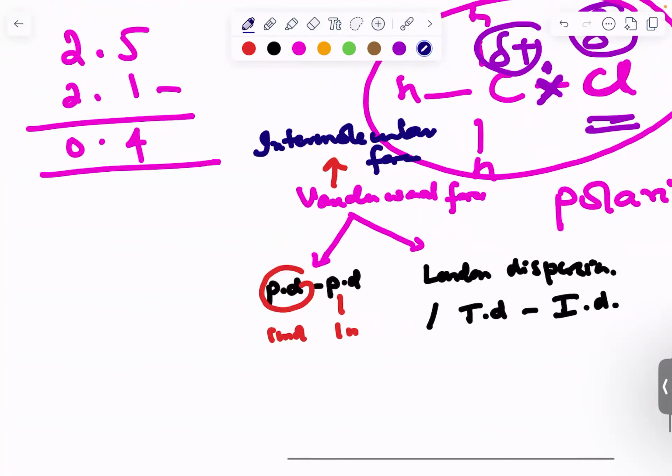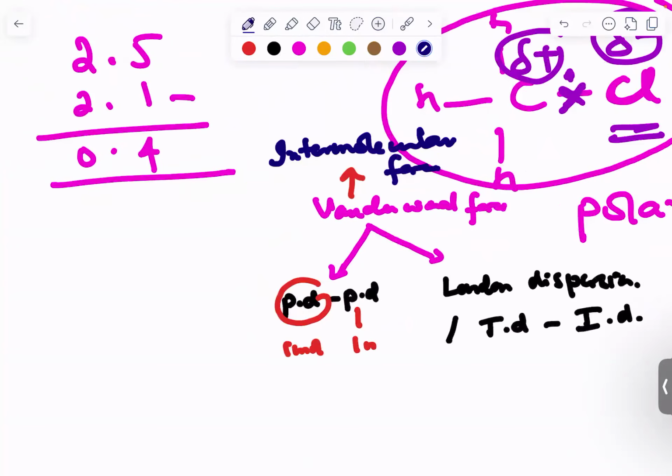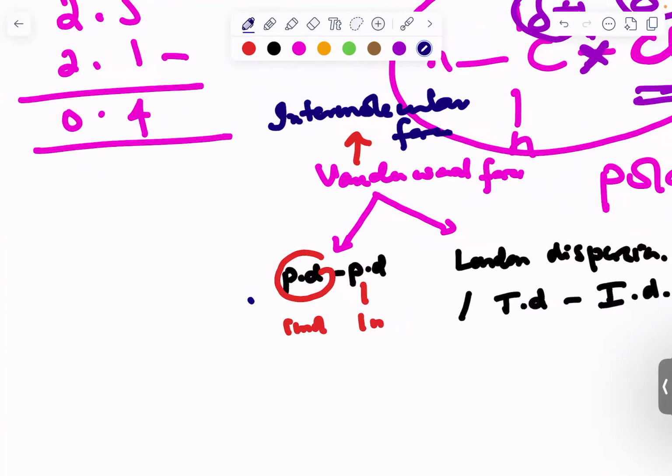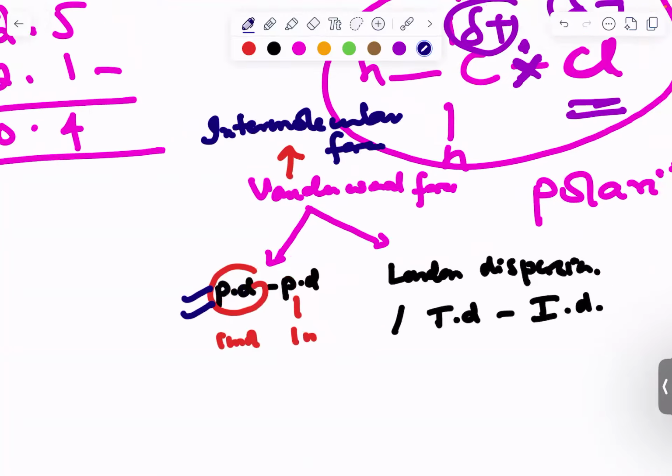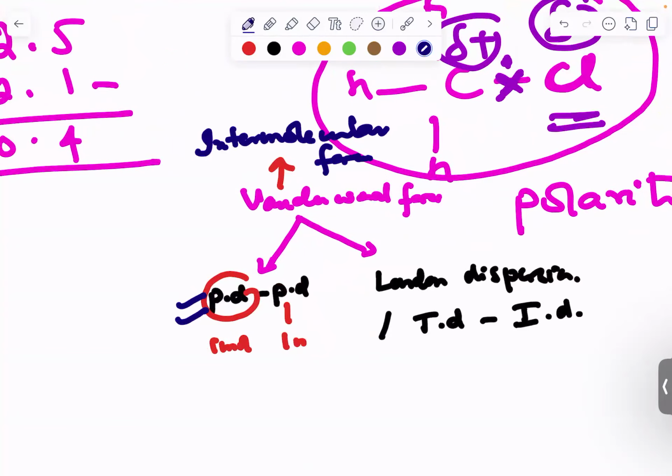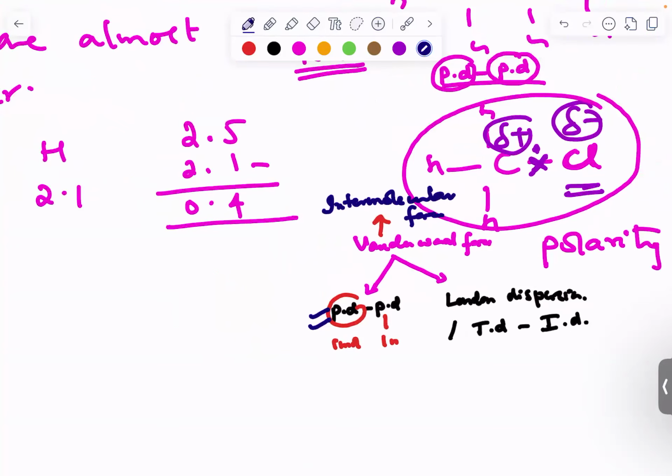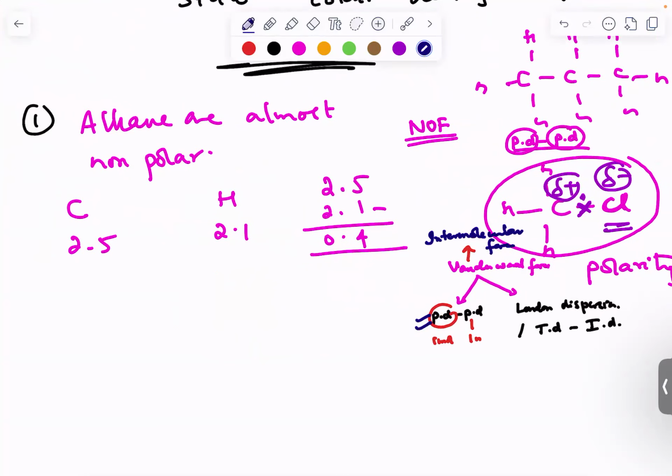So, as I told you, if there is a difference of electronegativity, then we are going to have permanent dipole interaction. And if there is no difference of electronegativity, like in alkane, then we would have London dispersion forces, which can also be called temporary dipole induced dipole. So, alkanes are almost non-polar in nature.